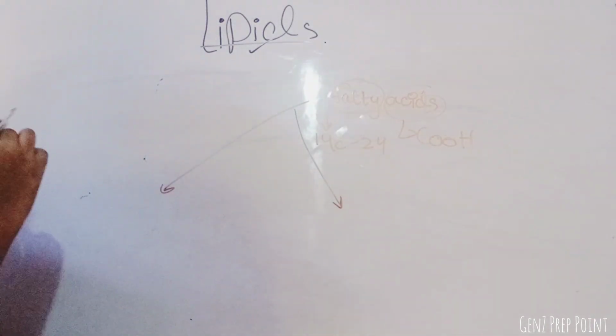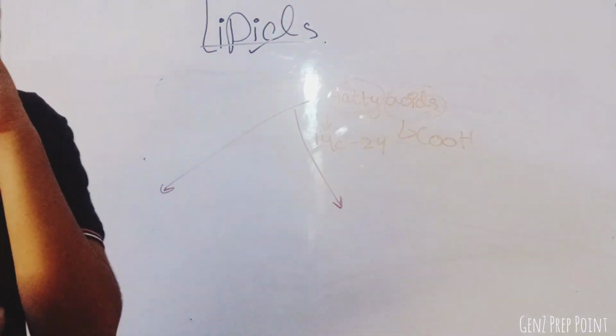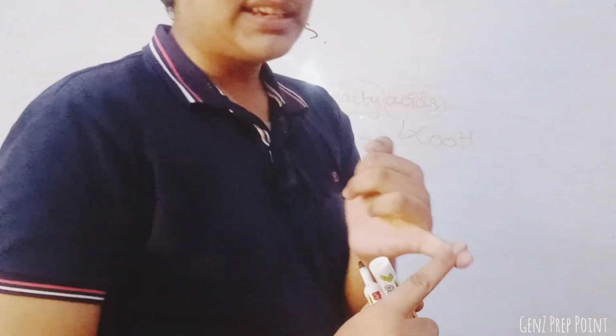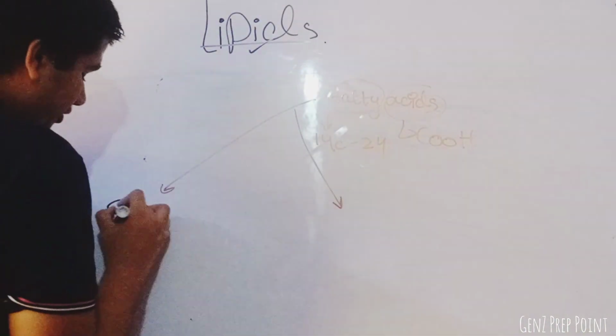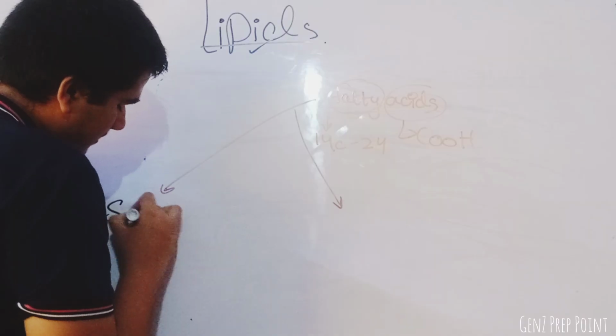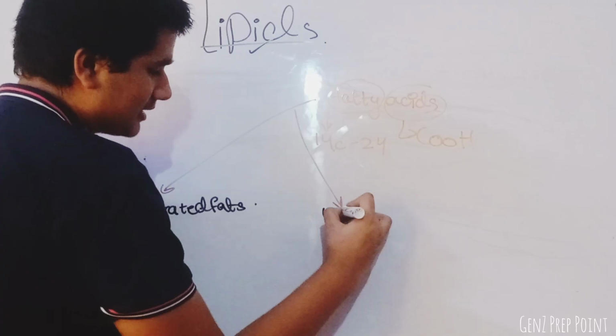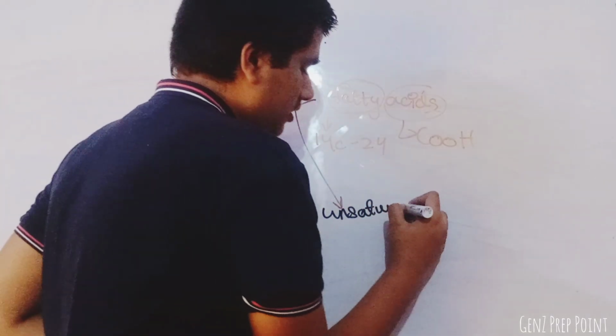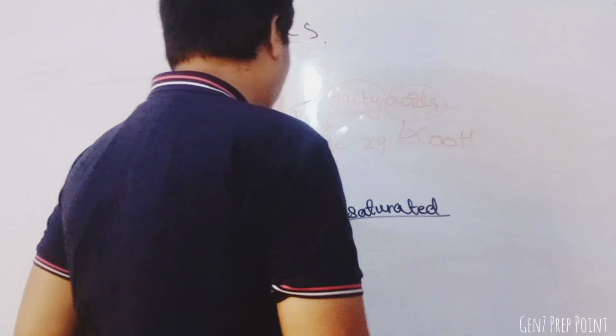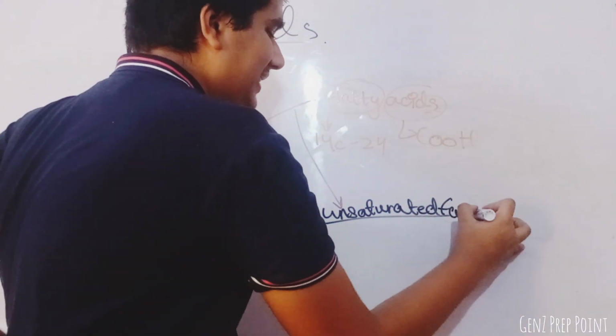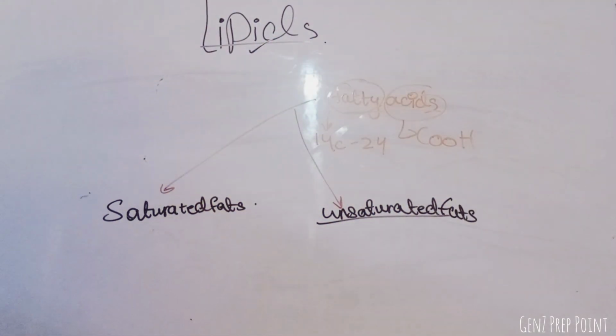of fatty acids. If you have butter in your home, just pick it up. If it says saturated fats or unsaturated fats, I will tell you the difference. What are saturated fats and unsaturated fats? There are two types of fats, one that is saturated and one that is unsaturated. So what's the difference and which one is healthy?